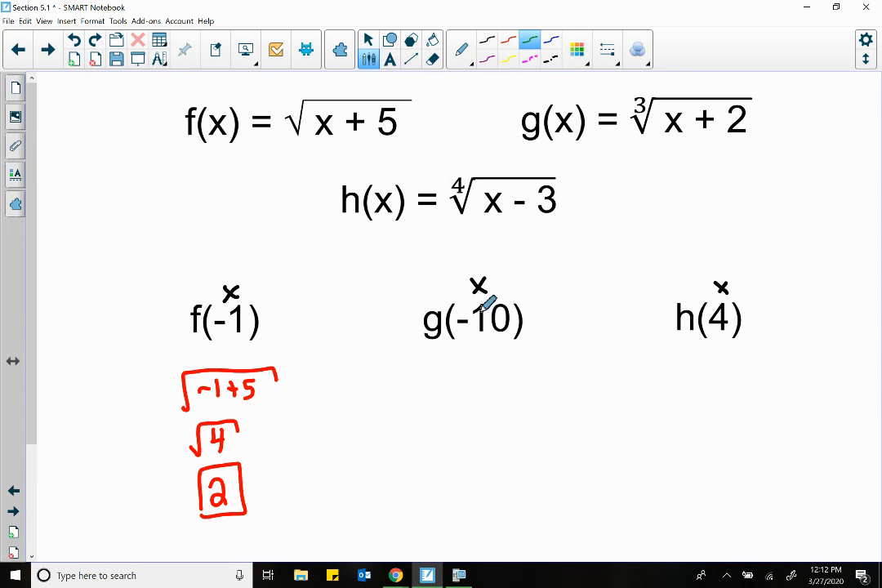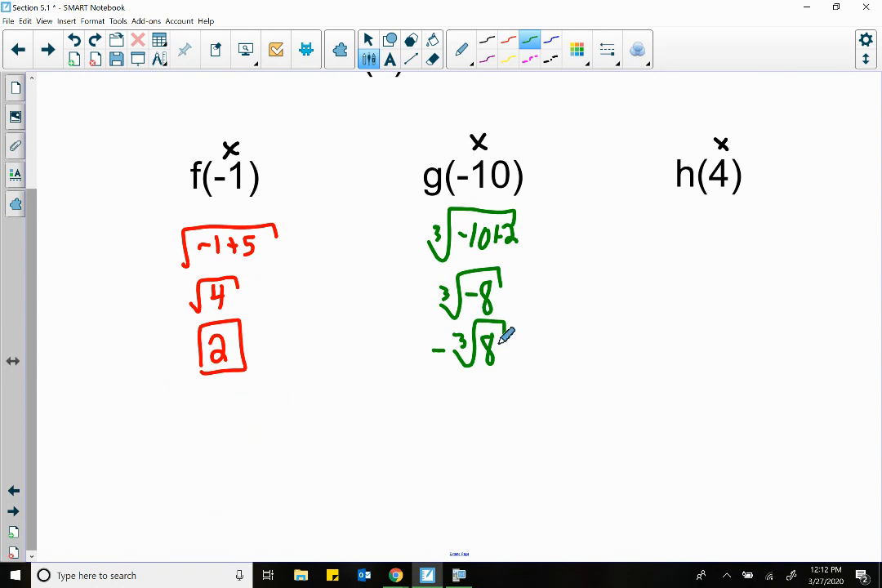We're going to take this -10 and plug it into G. So right up here, we're going to put a -10. So we've got the cube root of -10 plus 2. Well, -10 plus 2 gives you the cube root of -8. And we know that we can do cube roots of odd powers. So the negative pops out, and that leaves us with the cube root of 8. We actually know what the cube root of 8 is. It's one of our perfect cubes. And the answer is a negative 2.